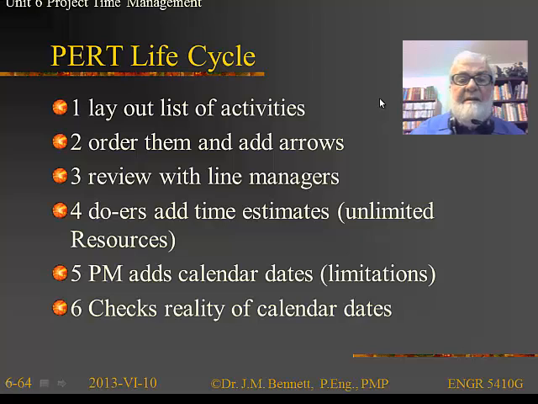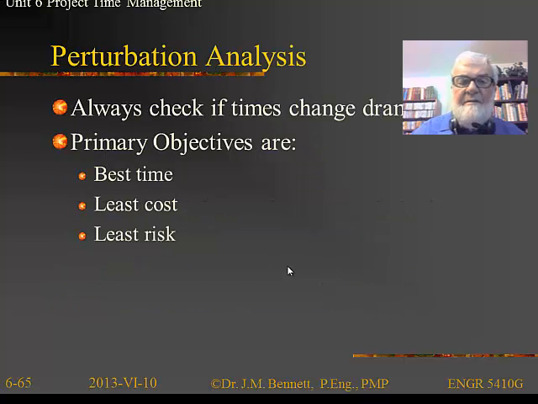The PERT life cycle is basically to lay out the list of activities, order them sequentially according to the activity definition, add the arrows, and check with the line managers to make sure we've got people available at that time to do it. Then the people that are going to actually do the work have to plug in their time estimates, and again, we're assuming unlimited resources. The project manager has to add in calendar dates and things like not working on the weekends and high holidays, that sort of thing. And then we want to make sure that they're reasonable.